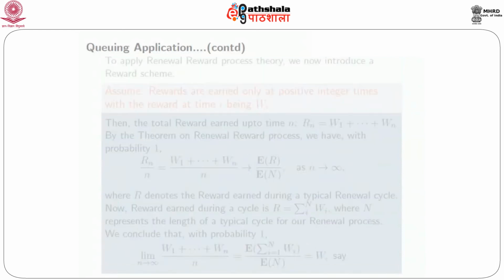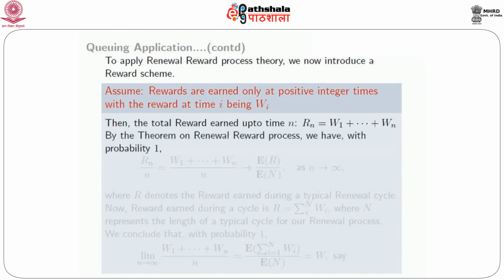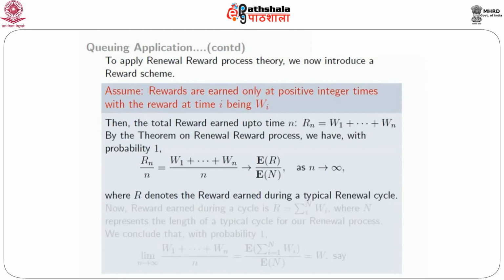Now to apply reward renewal process theory, we introduce a reward scheme. So what's a reward scheme? Rewards are earned only at positive integer times, with the reward at time i being Wi. And what is Wi? Wi is the amount of time that the ith customer spends in the system. So at time i, look at the ith customer, how much time that customer spends in the system. That is the reward at time i.